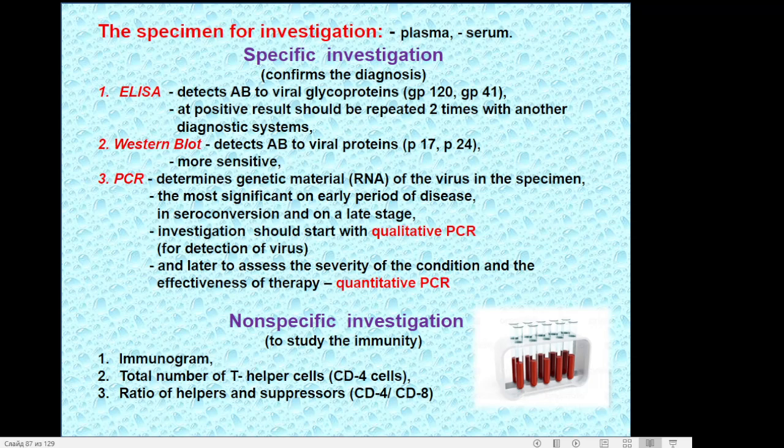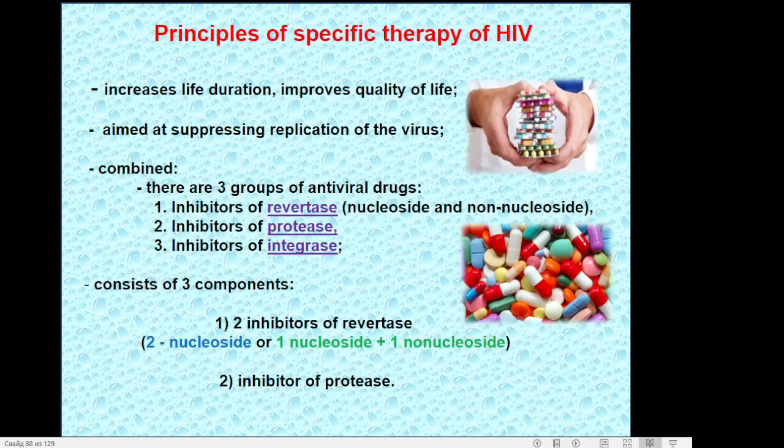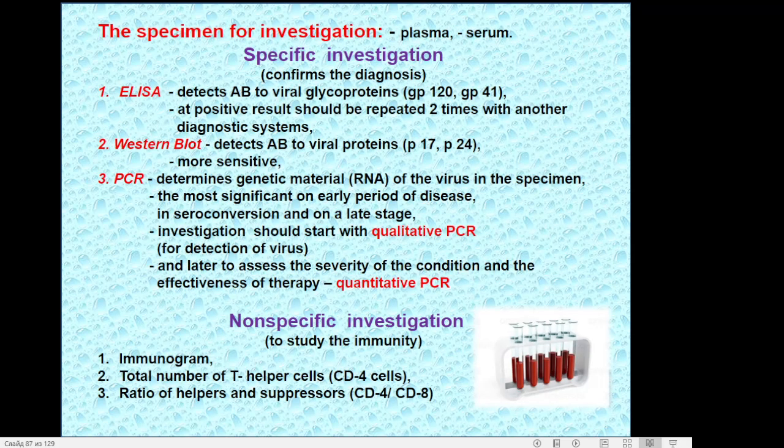Non-specific methods are practically all that you know in medicine, from usual CBC to immunogram and other methods, because of course it depends on the clinical picture. If a patient has pulmonary TB, it is of course CT scan, X-ray of lungs, analysis of sputum, bacteriological analysis of sputum, microscopic examination of it, usual CBC, and other methods for control of pulmonary functions.